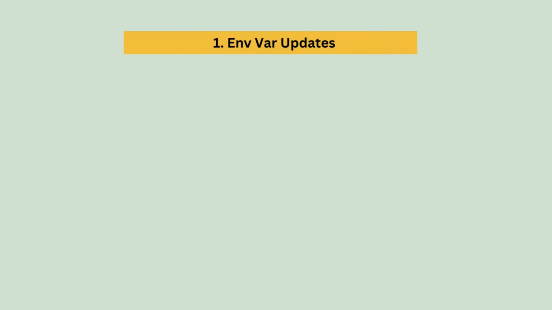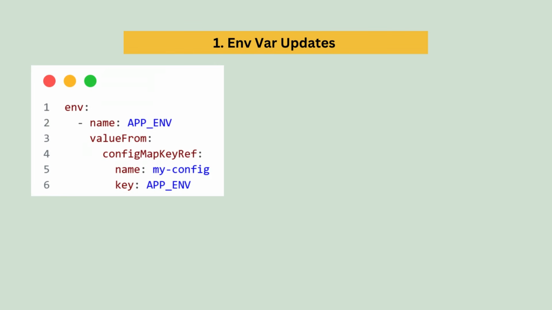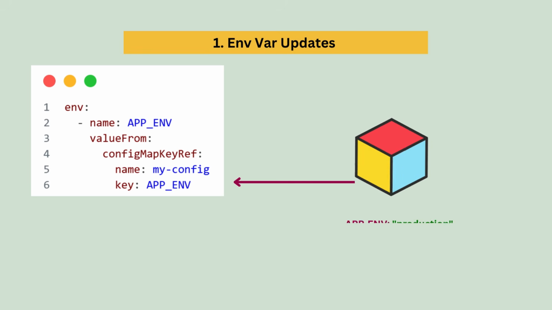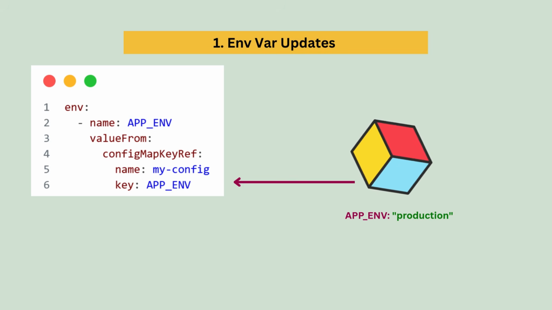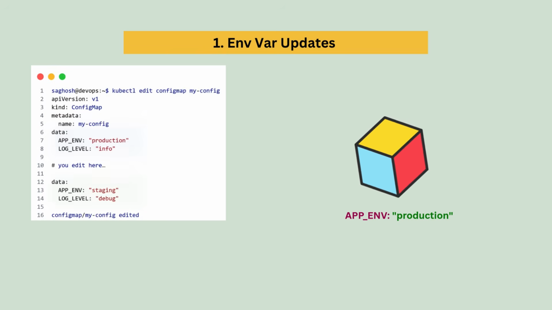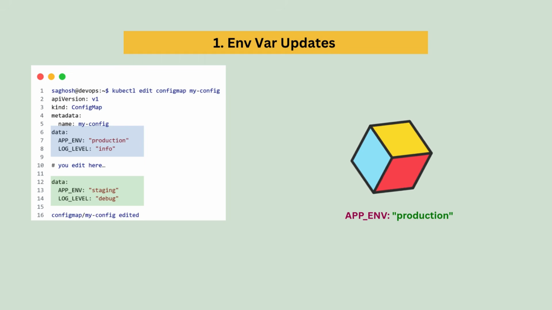Now let's understand environment variable updates. So when a pod uses config map values like these, the environment variable is loaded only when the pod starts. So if you later update the config map, the running pod does not pick up the new value. It keeps using whatever value it loaded at startup.